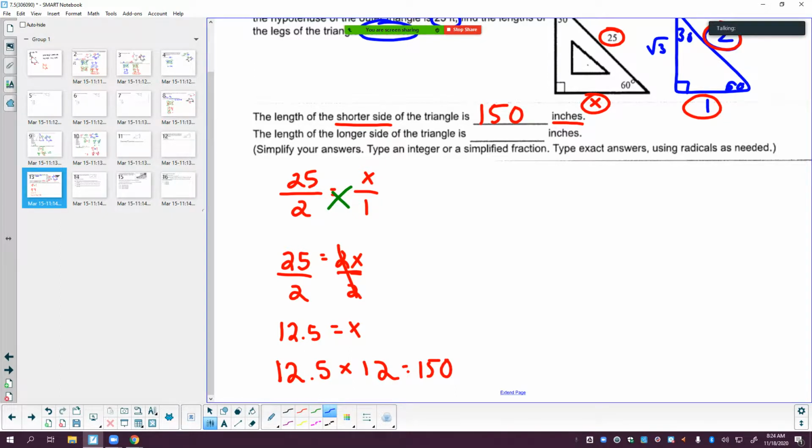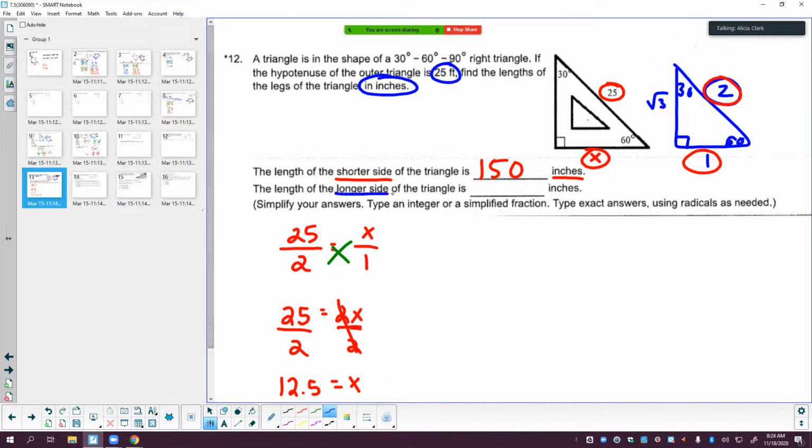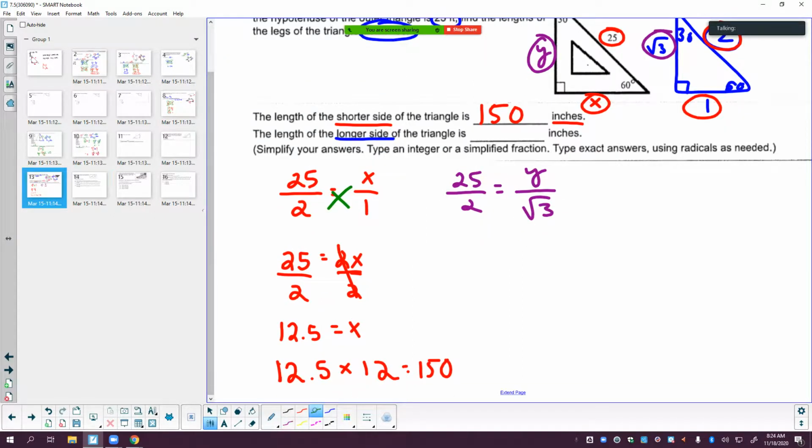Now, I also have to figure out the length of the longer side, which is the one across from 60. Make sure you're paying attention to which is which. Across from 60, we'll call this one y. Compare that to the square root of 3 side. Again, start with what I was given, the 25 over 2. Compare that to y over square root of 3. If I cross multiply these, 25 times the square root of 3 is 25 square root of 3, and 2 times y is 2y.